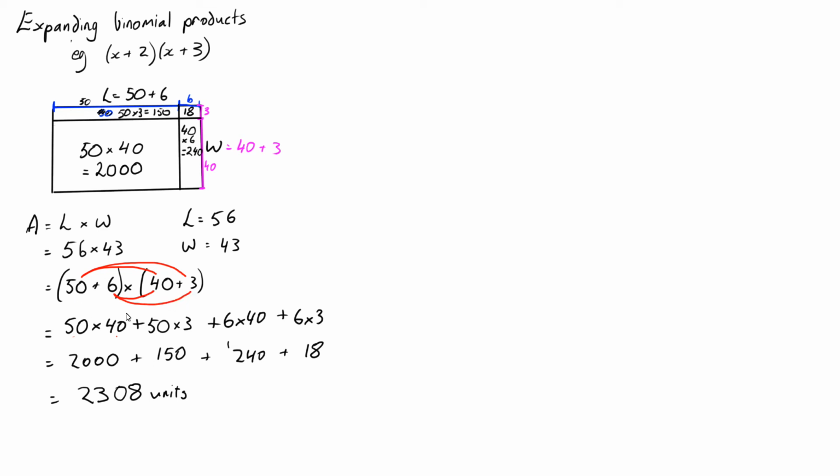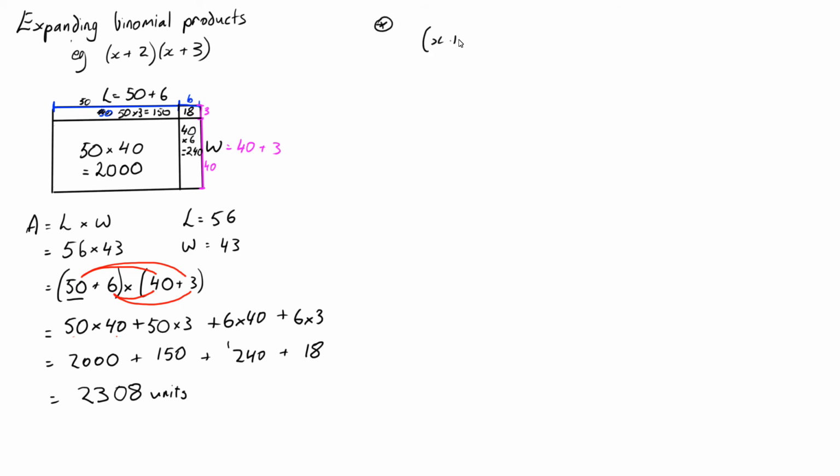So similar to our distributive law, we've applied the same approach to this binomial product. Essentially what we're saying is every element inside the first set of brackets is going to get multiplied by every element in the second. So I'm multiplying the 50 by each of the 40 and the 3, and the 6 is multiplied by the 40 and the 3. So that is one way that we can work it out. So let's apply that to our unknown question.